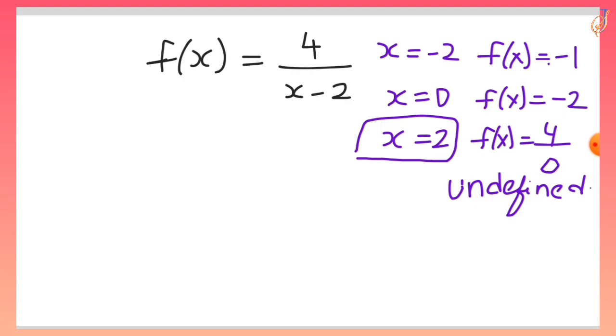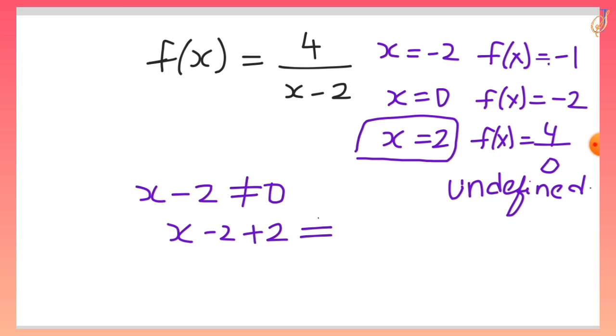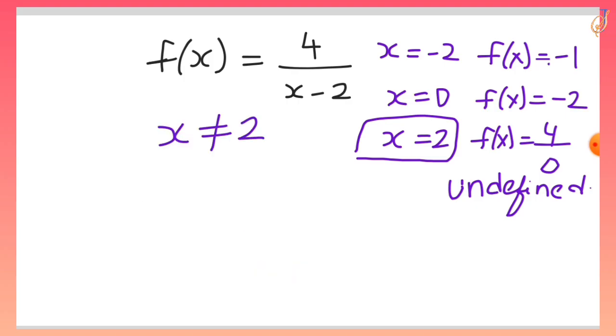That means for the function, x could be anything except a value that's going to produce 0 in the denominator. So whenever you have a rational function, you always set the denominator not equal to 0. If you add plus 2 on both sides, then you will get x minus 2 plus 2 not equal to 0 plus 2. So then that is equal to x not equal to 2.